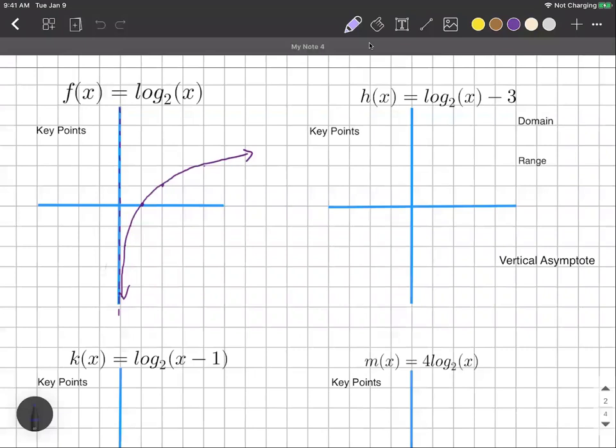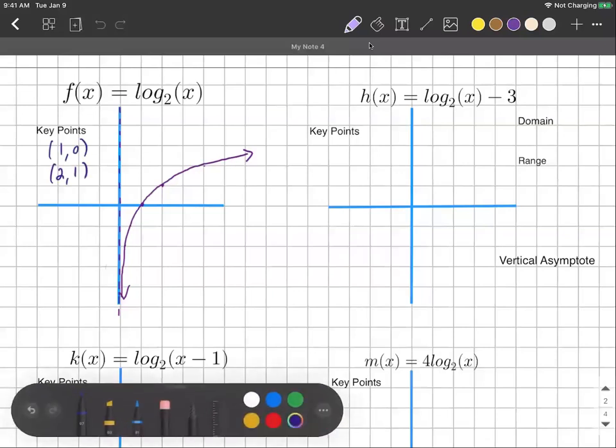So on each of these first ones, I'm going to be utilizing log base 2 of x and then moving it around. So the key points that we want to identify on log base 2 of x are (1, 0), the x-intercept, and then it's always (the base, 1). All right, so as you can see, I've already graphed log base 2 of x. Now we need to move that around based on our transformations.